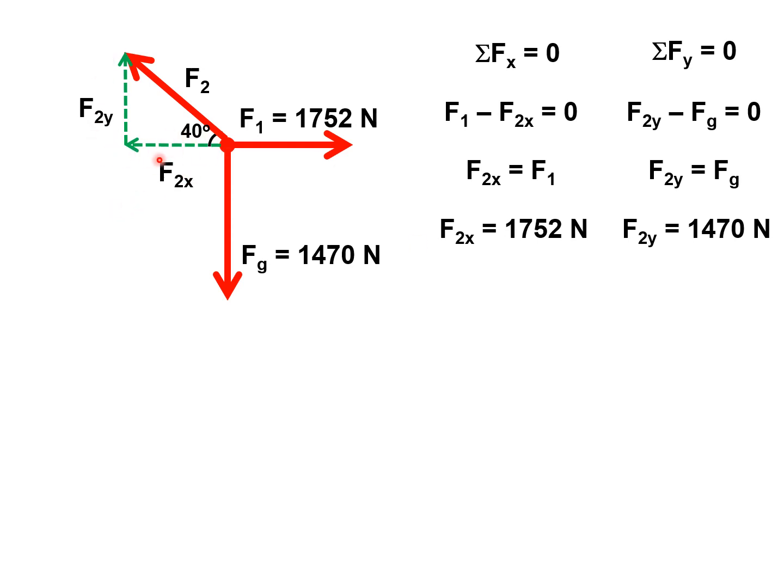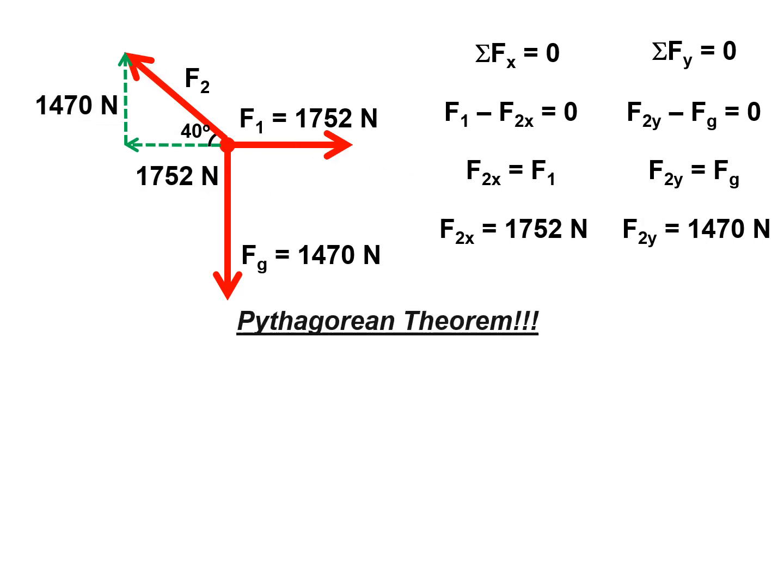We know that force 2 in the x direction is going to be equal to 1752 because it's balancing force 1, and force 2 in the y direction is going to be equal to 1470 because it's balancing the y direction. So what we can do is look at this and notice that this makes a right triangle where the force 2, the vector itself, is the hypotenuse. So we can use the Pythagorean theorem in order to figure out what the magnitude, or the amount, of force 2 is going to be here.